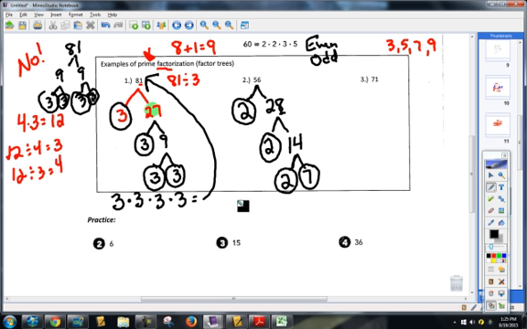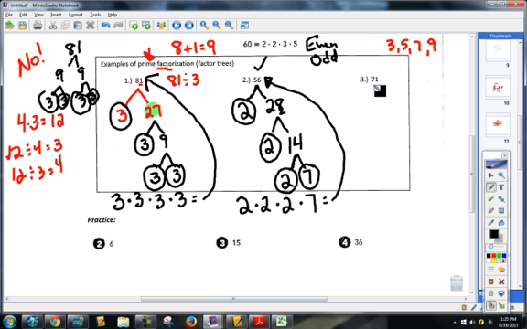My actual prime factorization would be 2 times 2 times 2 times 7. And what's it going to equal? Obviously 56. And then you should always check it. 2 times 2 is 4. 4 times 2 is 8. 8 times 7 is definitely 56.